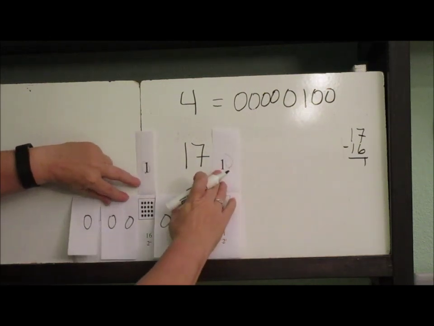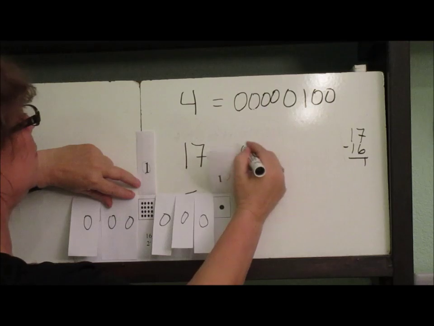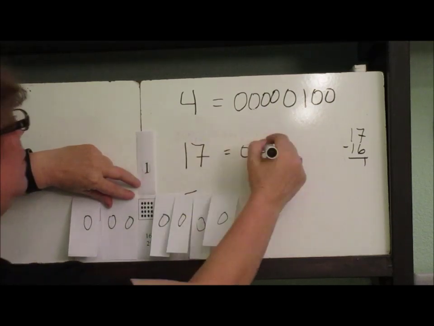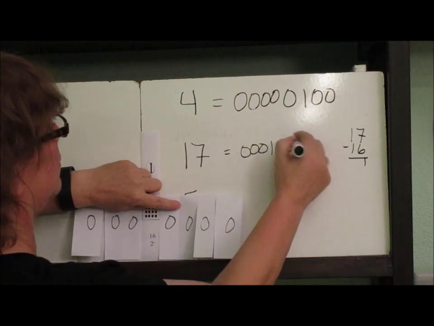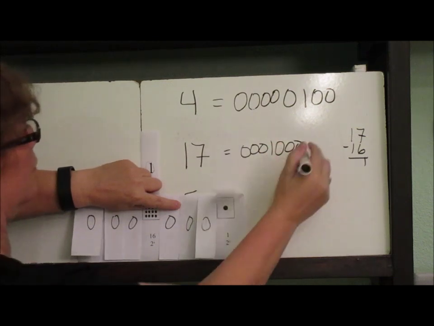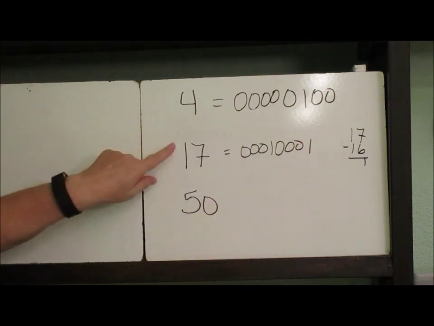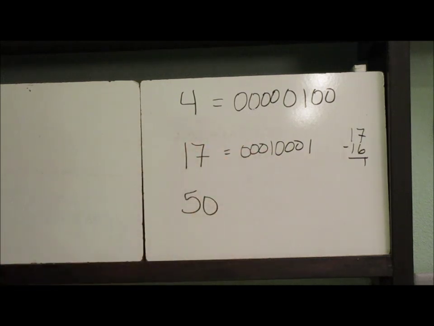So I'm going to copy down, I've got three zeros, and I've got a one, and then I've got three more zeros, and I've got a one. So I've got the number in decimal and in binary.